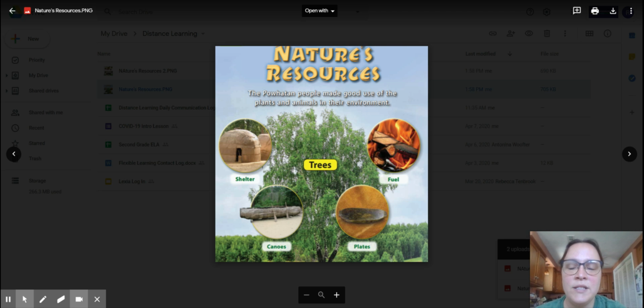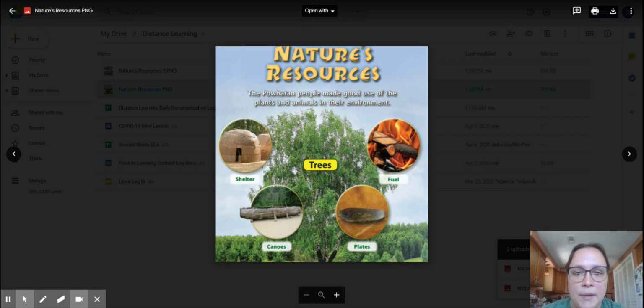Okay, so now we're going to look at an infographic. An infographic is a type of text, but it's not like a story with paragraphs. It has a lot of pictures, and the pictures are organized in a certain way that gives you a lot of information. So this infographic is called Nature's Resources.